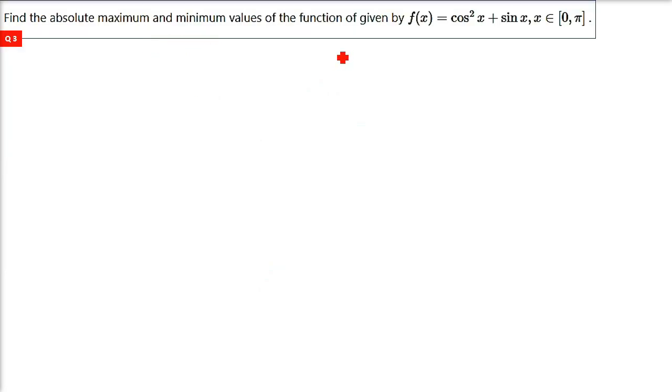Find the absolute maximum and minimum value of the given function f(x) equals cos square x plus sin x, x belongs to 0 to pi. So the first step is going to be f dash x, and between 0 to pi you have to find out. Okay, f dash x, this is going to be 2 cos x times minus sin x, plus cos x. And I'm going to place it equal to 0, because this is ultimately what we are going to do. And we'll just check for 0 to pi. Just keep an eye on it.